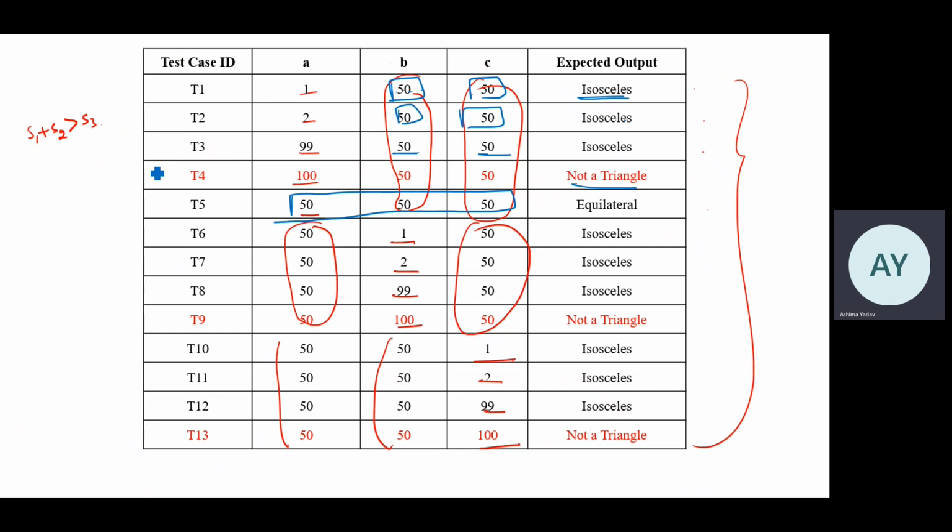Now, not a triangle is this one, because you can see here the sum of two sides, let's say I take 50 and 50. So 50 plus 50, that is this B plus C, is not greater than the third side, which is 100. Because here 50 plus 50, 100 is equal to 100, it is not greater. So this condition is void. That's why the output here is not a triangle. Similarly for this case, similarly for this case.